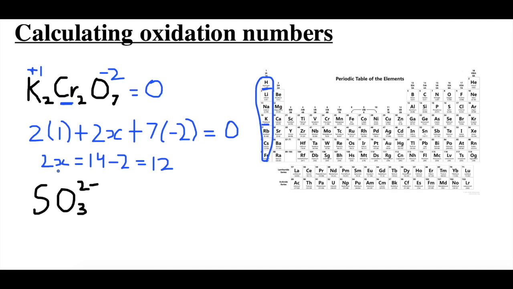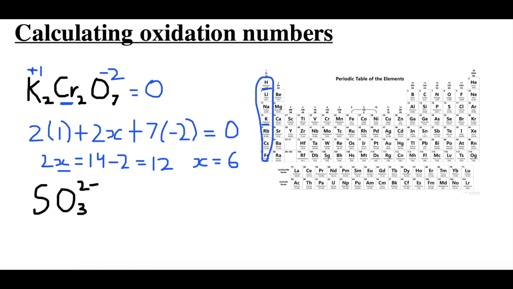Now we will isolate x. So x equals 12 divided by 2, which is 6. So 2 is moved to the other side, divided from this side and this side, so x is equal to 6. So the oxidation number of chromium is 6.